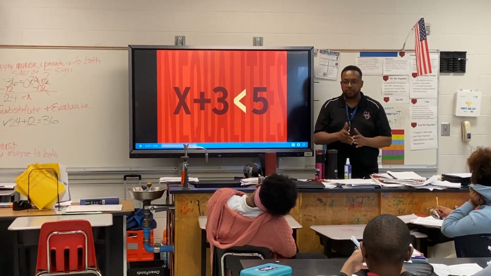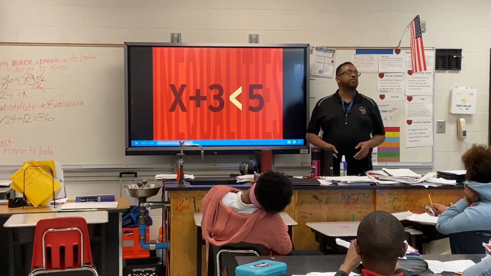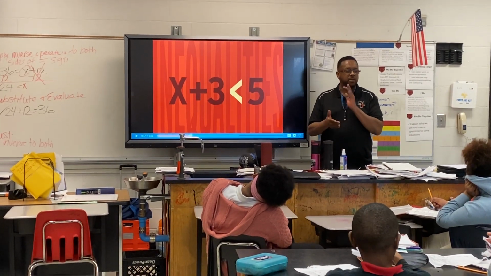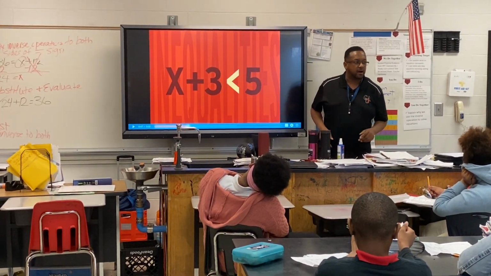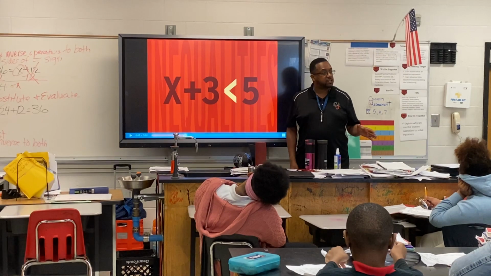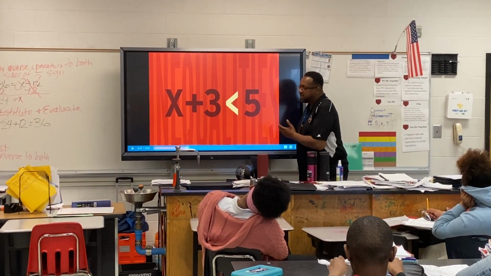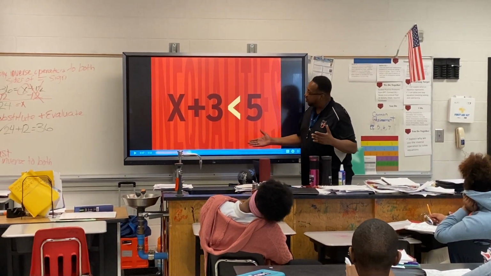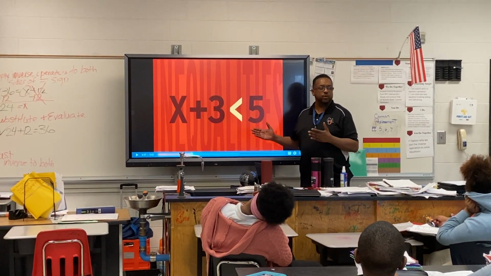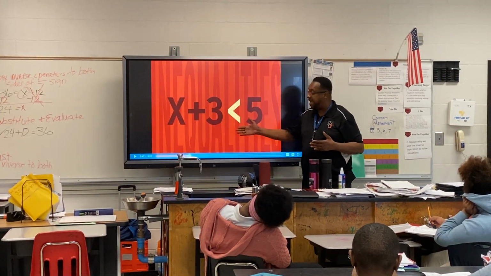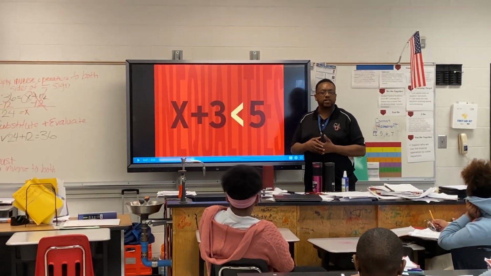In so many words, what's the term we're looking for? The inverse operation. Good job. Now, the inverse operation actually does something. That's the point I'm trying to get to. What does doing the inverse do as it relates to solving equations and inequalities?